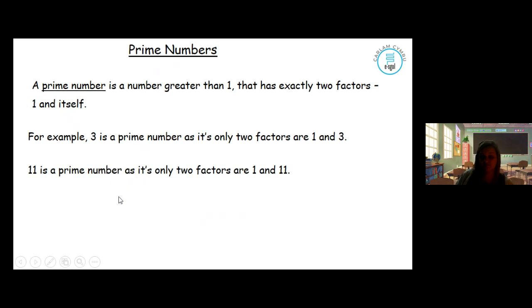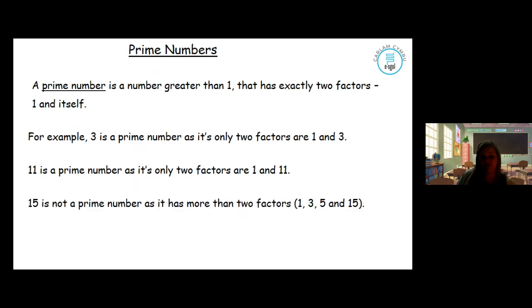11 is another example of a prime number. That's another number that only has 2 factors, the number 1 and the number 11. An example of a number that is not prime is 15, because it has more than 2 factors. A prime only has to have 2 factors, 1 and the number itself. 15 does have 1 and 15, but it also has 3 and 5 as well. Because there are more than 2 factors, that one is not prime.